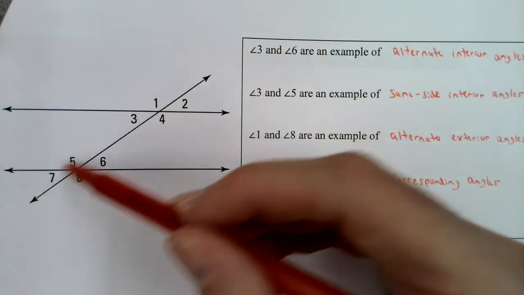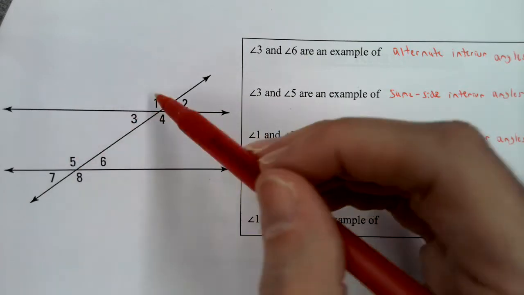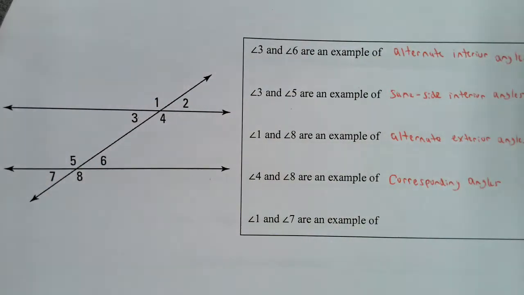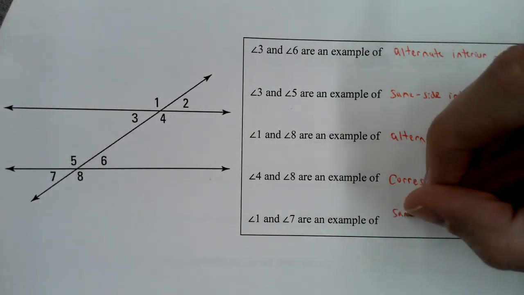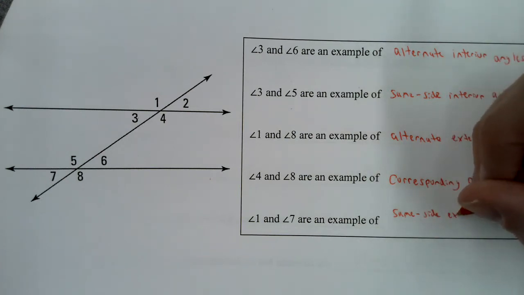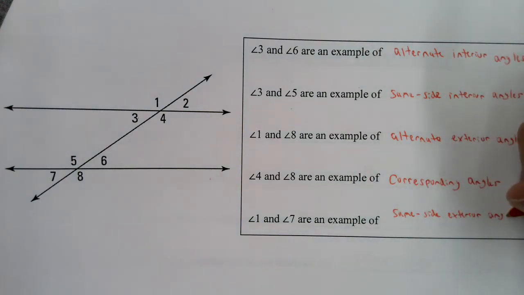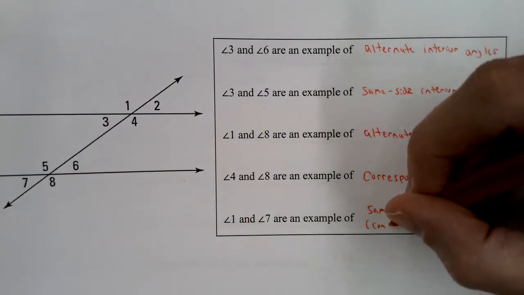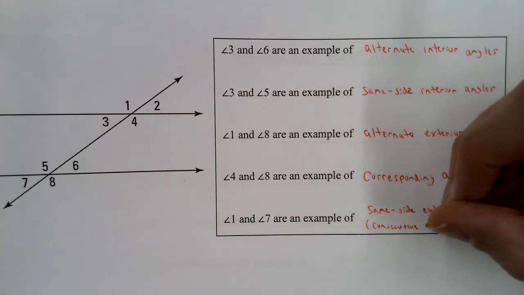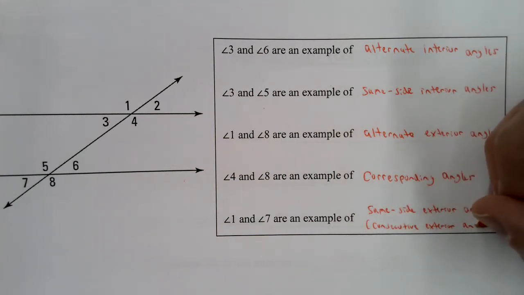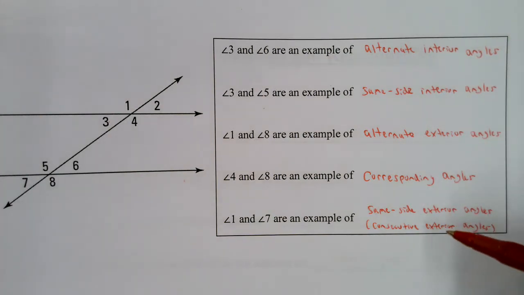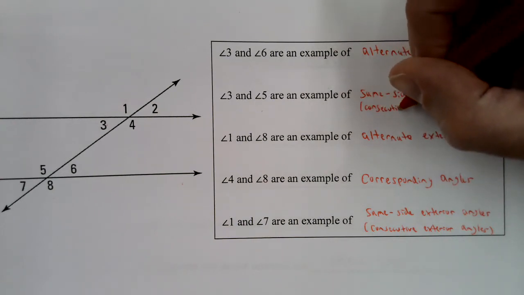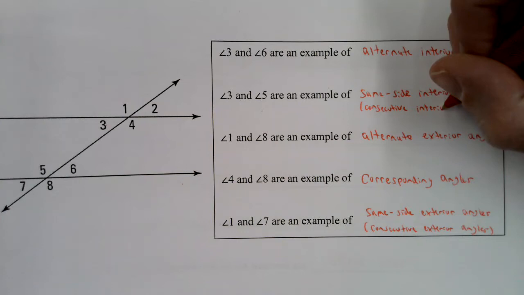And angle 1 and angle 7, those are both outside the lines being intersected, and they're on the same side of the transversal. So those are called same side exterior angles. And I'll just put down the alternate name here, consecutive. You might also hear them called consecutive exterior angles. And again, you might hear these called consecutive interior angles.